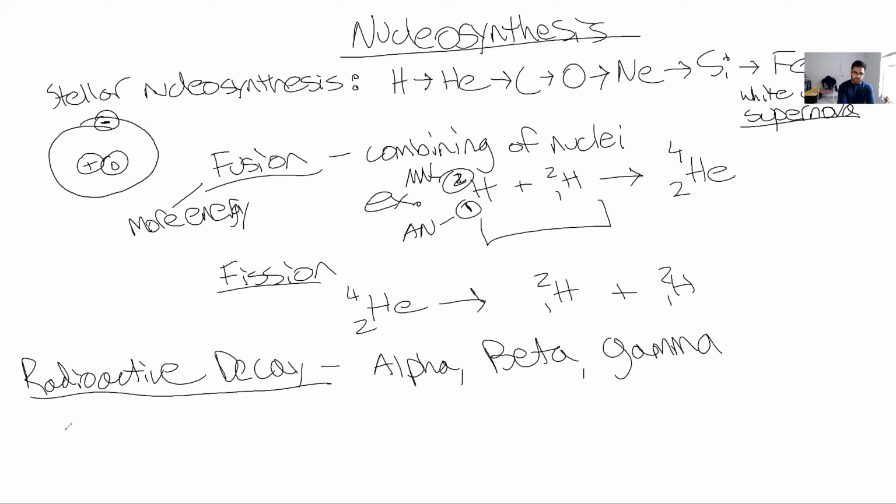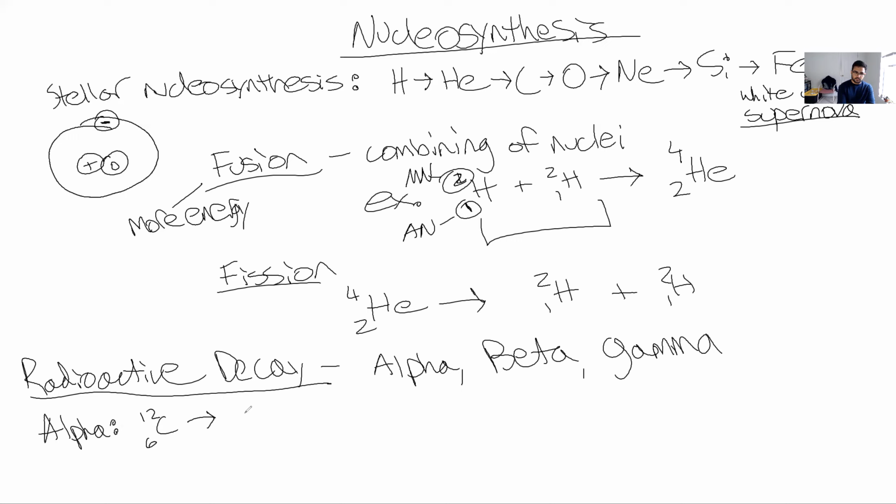particle. So for example, let's say we have carbon, and carbon has a mass number of 12 and an atomic number of 6 most of the time. Let's just say this carbon emits an alpha particle. What would that look like?